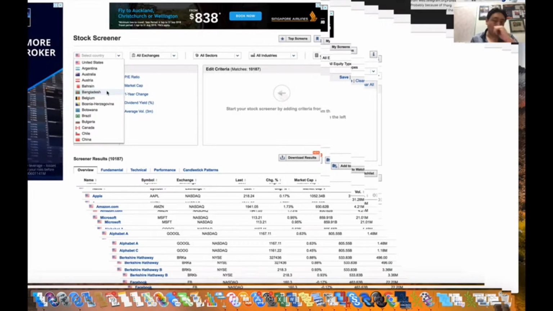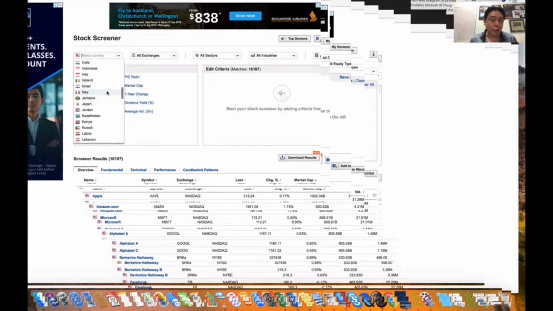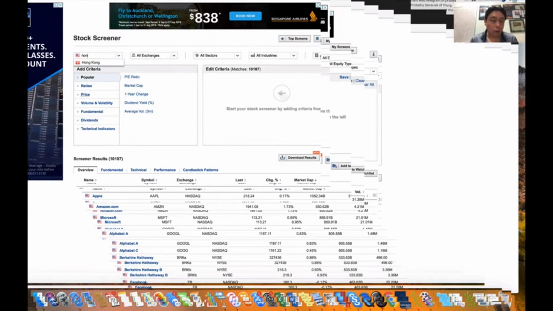And again, the Hong Kong market is open to foreigners. So whether you're in the US or in Singapore, you can easily trade Hong Kong stocks through a broker like Interactive Brokers that accesses about 26 markets out there. Okay, so let me check. Where's Hong Kong? Okay, there we are.